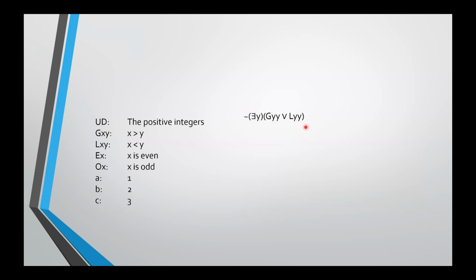So Y is not going to be strictly less than itself, right? Or strictly greater than itself. So at this point, we can piece together what this means in English, right? There is no number that is greater than itself or less than itself, strictly greater than itself, strictly less than itself. And that's true. So, we can determine that this is true.